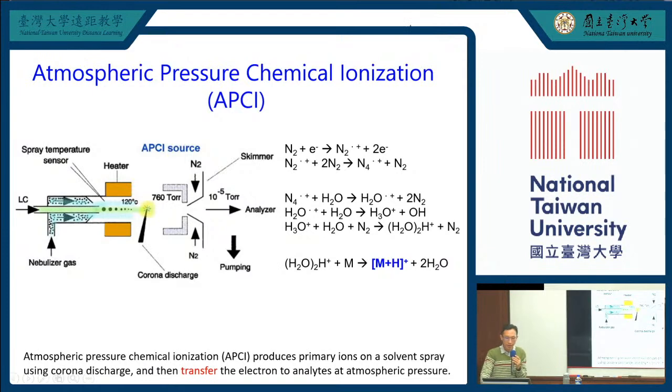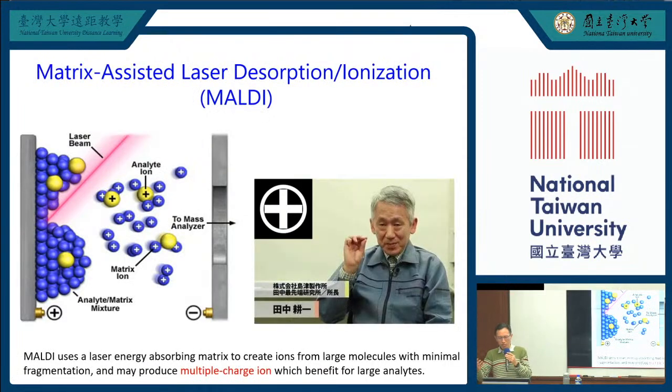Okay, so in that case, your compound is here, and the solvent will be ionized by corona discharge. This charged solvent will transfer its protons to your analyte, and then your analyte will be protonated. Again, that gives a protonated molecular weight, M plus H positive. So for APCI, there is only a positive charge. That's not ideal.